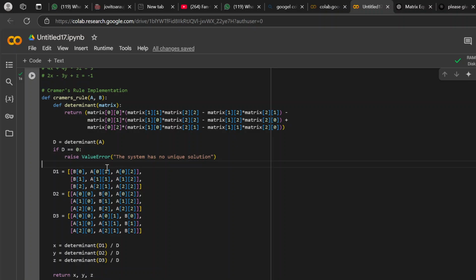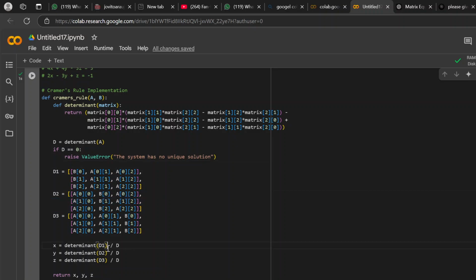After that, we must create D1, D2, and D3. This is the code for D1, like b0, a01, and a02, and b1, a11, a12. The third one is b2, a21, and a22, etc. But for D2 and D3, it's the same as what we said in this code.